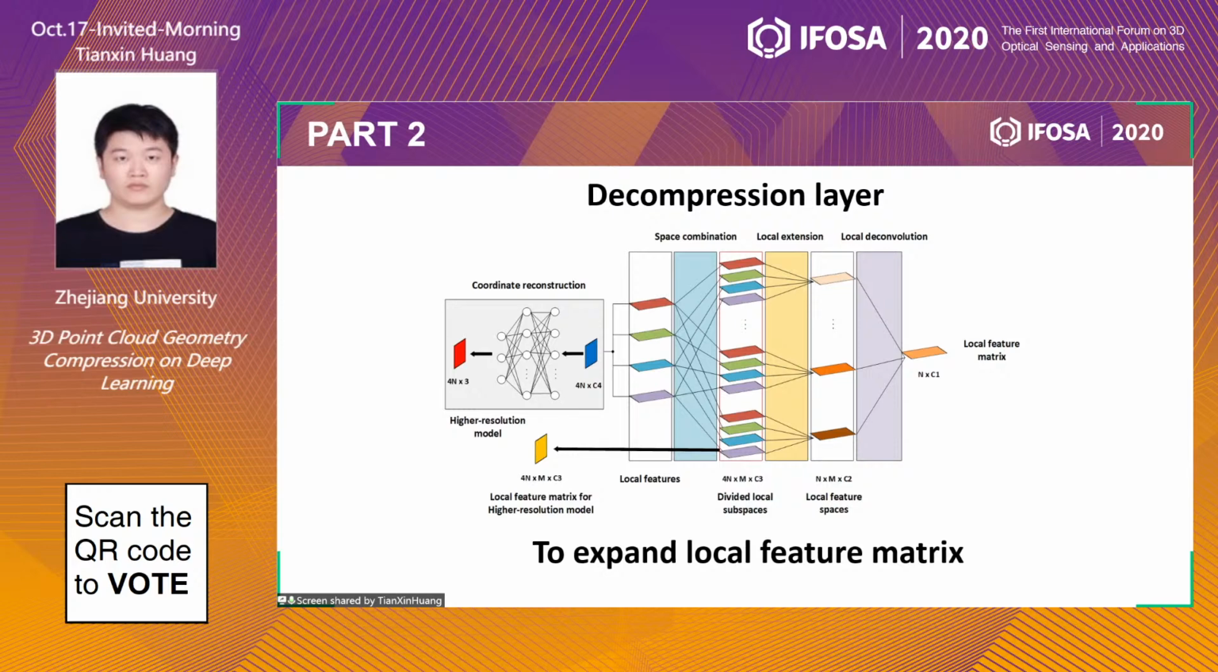The local deconvolution layer is the first. It transforms raw features into local feature spaces composed of multiple feature vectors. The local extension layer divides the local feature spaces into 4 subspaces. Then the subspaces are combined again by a space combination layer, also known as a convolution layer. So this is our decompression layer.